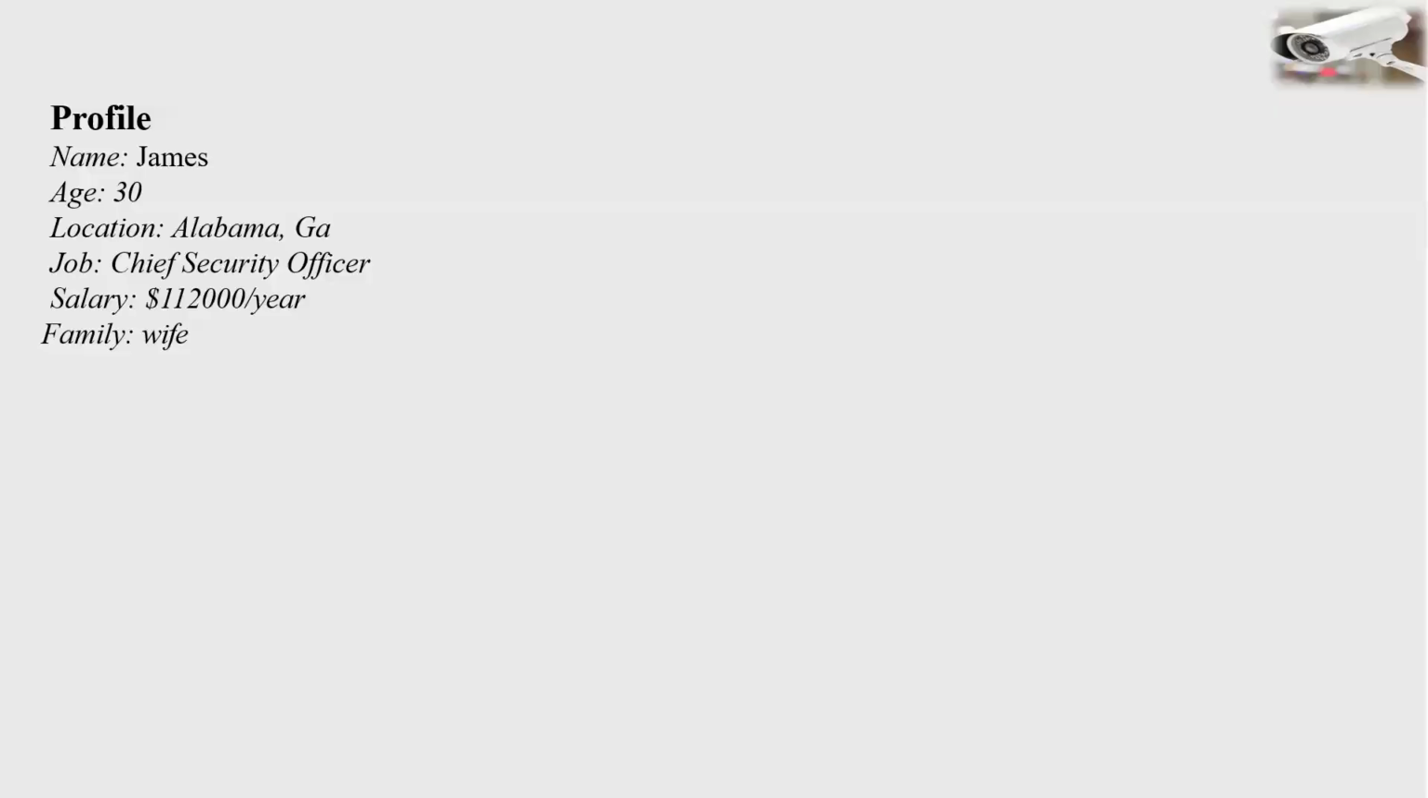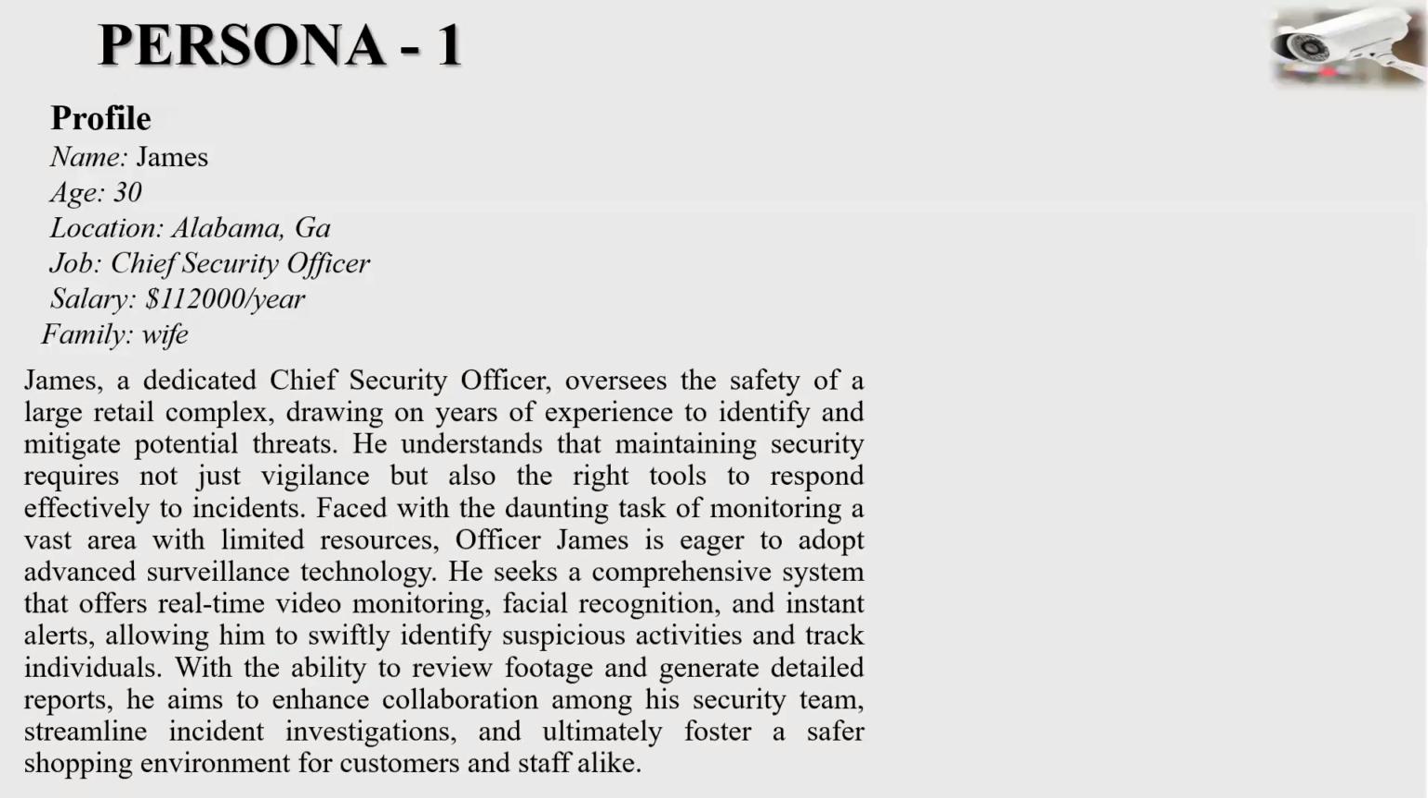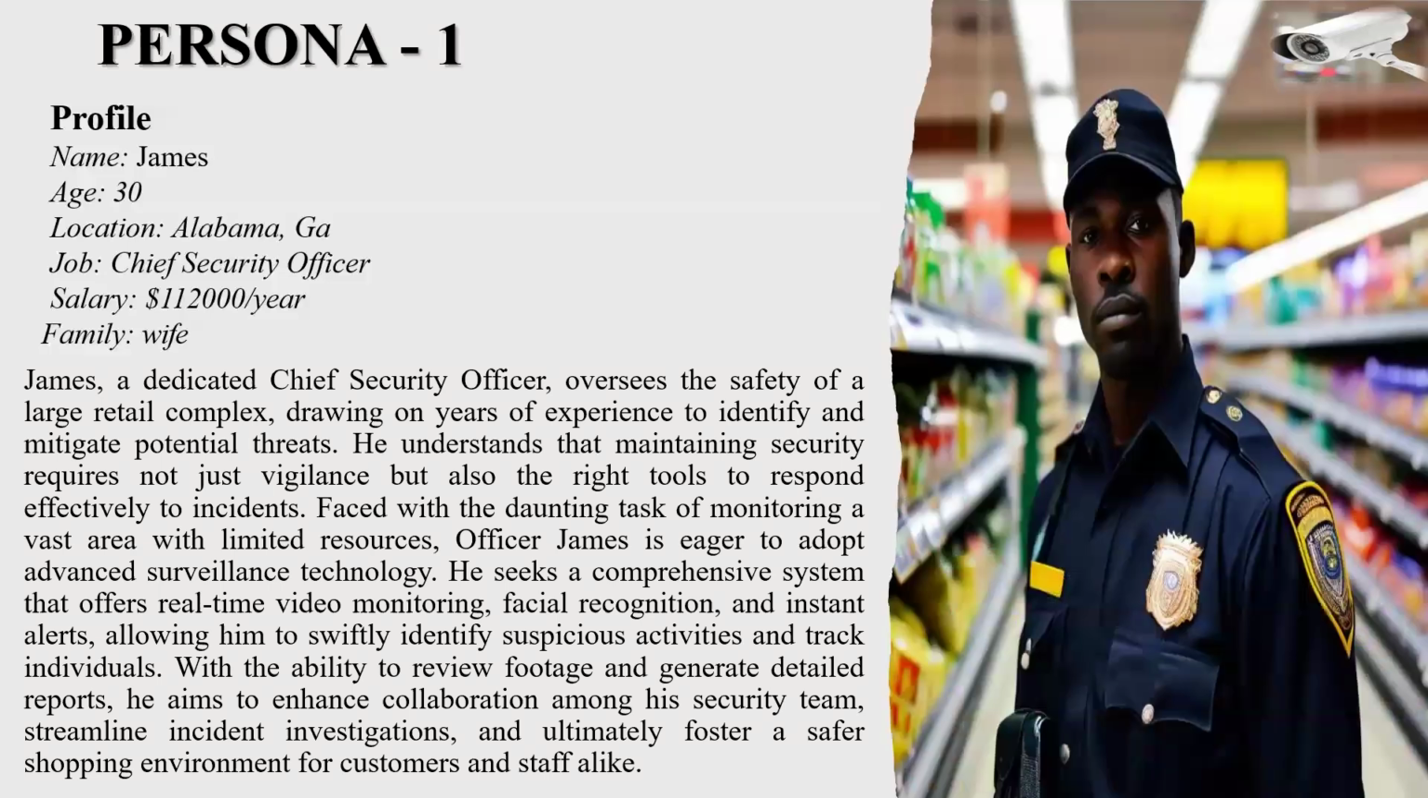Yeah, personas. Before, the professor said we should change some personas: the name, age, location, job, salary, and family. James is the chief security officer, responsible for the safety of a large retail complex. He draws on years of experience to identify and mitigate potential threats. He understands that maintaining security is not only about vigilance, but also about tools to respond efficiently to incidents. He is faced with the daunting task of monitoring with vast but limited resources.